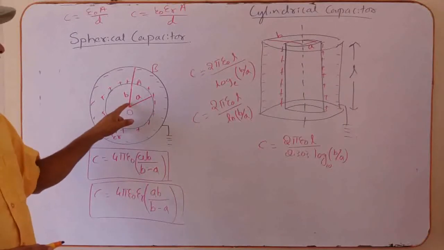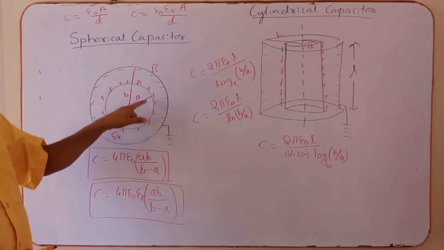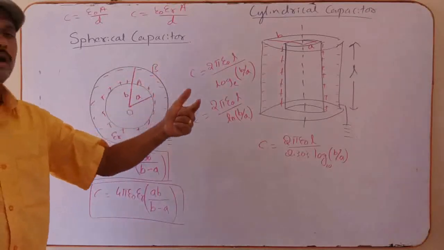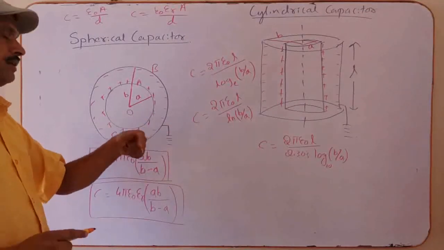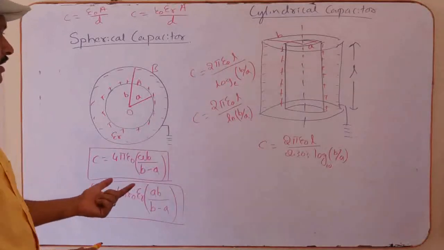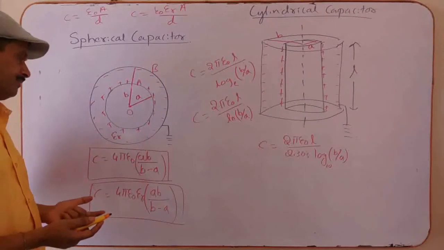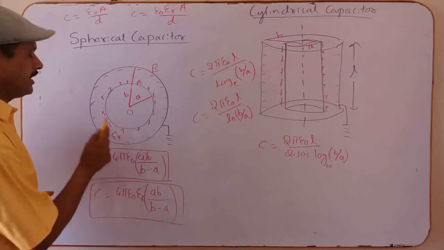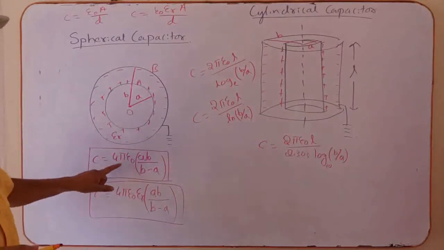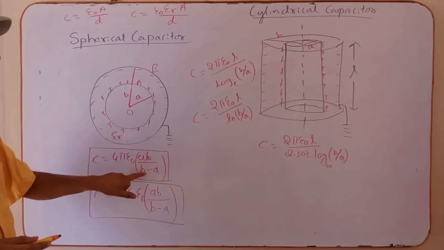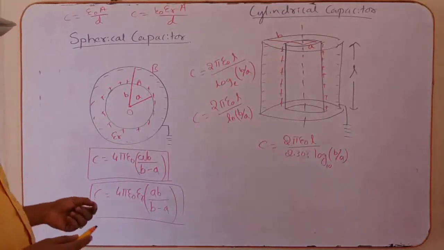Now A is the outer radius of the inner spherical shell. B is the inner radius of the outer spherical conductor. Once again I repeat, A is the outer radius of the inner hollow spherical conductor. B is the inner radius of the outer spherical conductor. Suppose it is filled with a dielectric. Now see, then the capacitance C is equal to 4 pi epsilon naught AB upon B minus A. This is the expression for the capacitance of a spherical capacitor.